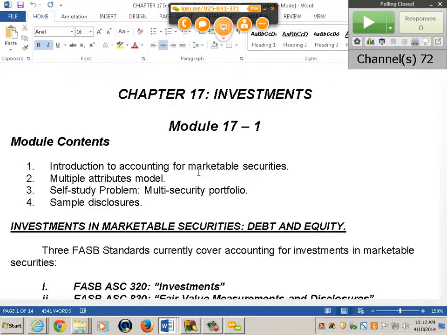Mark-to-market accounting actually started quite a while ago, but the key points here are, first, we'll talk about accounting for marketable securities. When we account for equity and debt securities, we have what is known as a multiple attributes or multiple measurement model, where it gets a little more confusing than it really should because of the different ways we measure different types of securities.